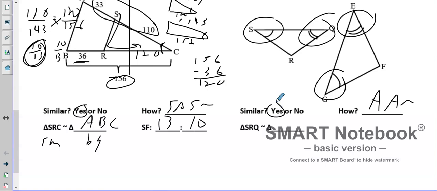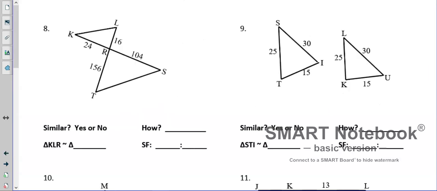SRQ. So we're going from 1 to none to 2. So we have to go from 1, G, to none, F, to 2, E. G, F, E. All right, page 2. Always, always, always mark vertical angles, always.